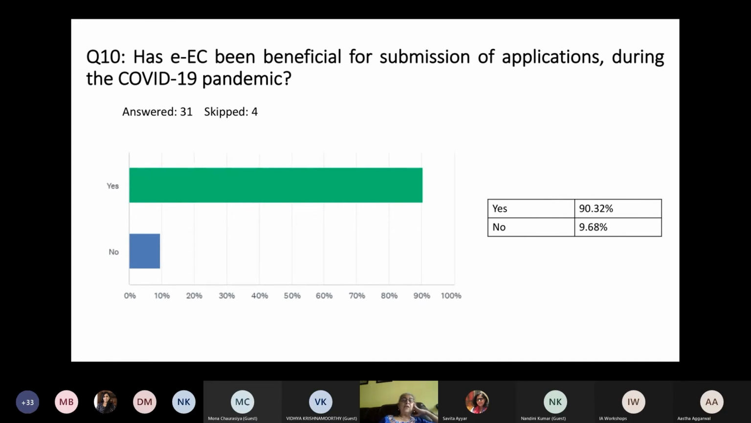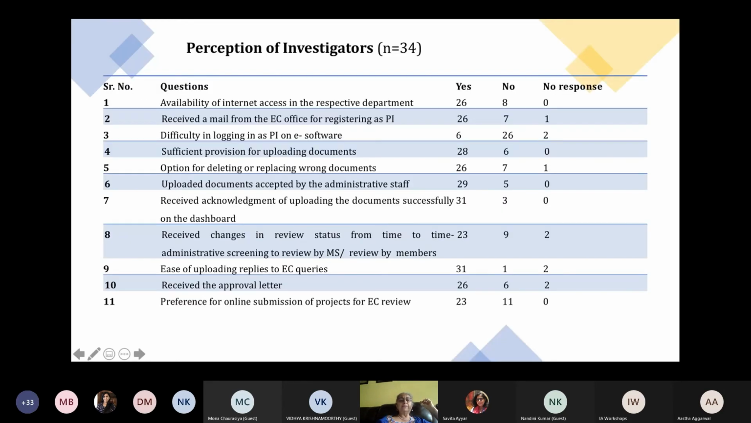I think the most important thing, the usefulness of EEC has been in the time of the pandemic, thanks to the ICMR guidelines for COVID-19 EC review processes, which Nandini mentioned. We couldn't have physical meetings because of the lockdowns, etc. And at that time EEC really proved useful, and that's what these people have said.